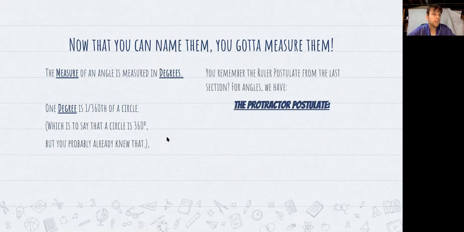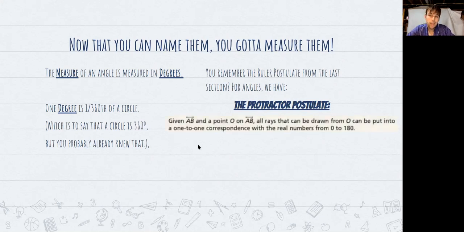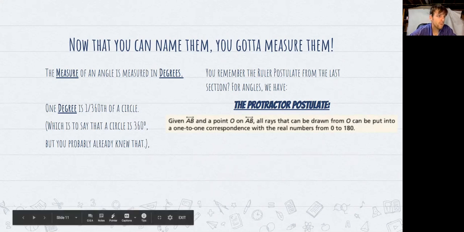So we had a ruler postulate last time, which basically said that we could measure segments. We're allowed to give measurements and coordinates to segments. Today we have something called the protractor postulate. Again, it's a postulate. We accept it to be true. It sounds really dense. I'm going to read it, but I'm going to interpret it for you in a second. Given a line AB, and a point O on AB.